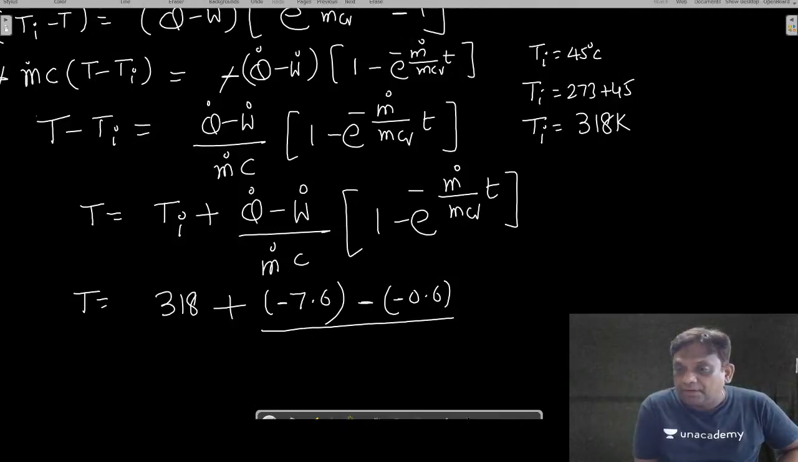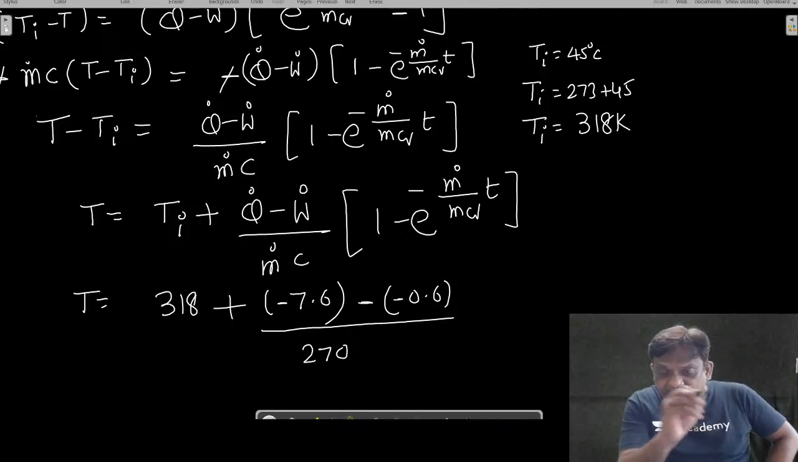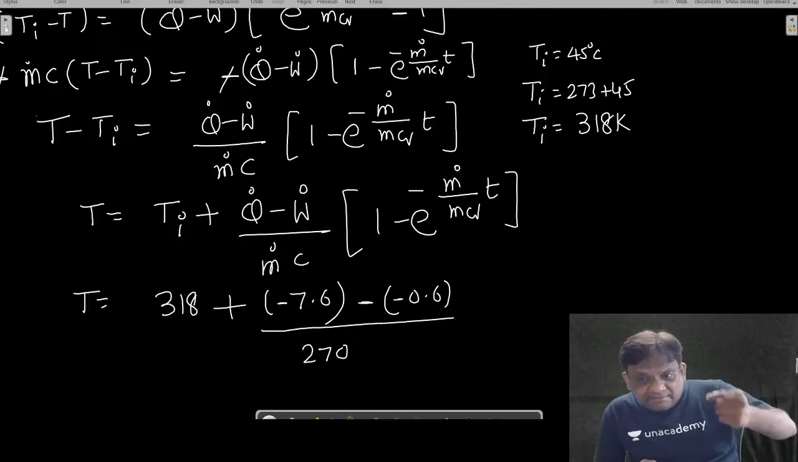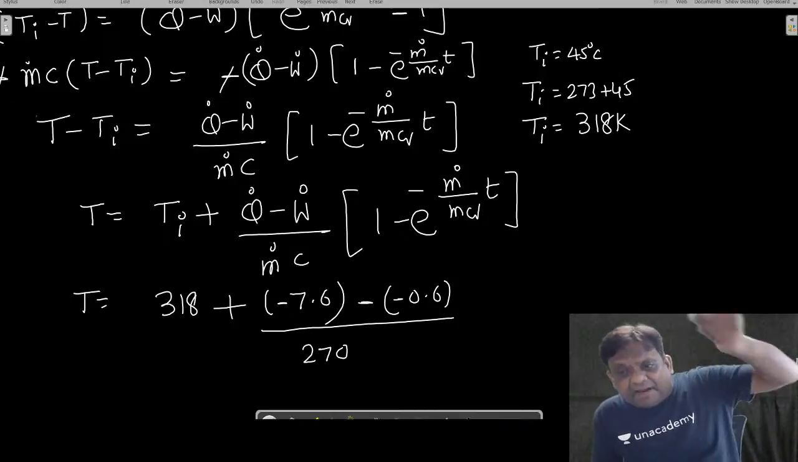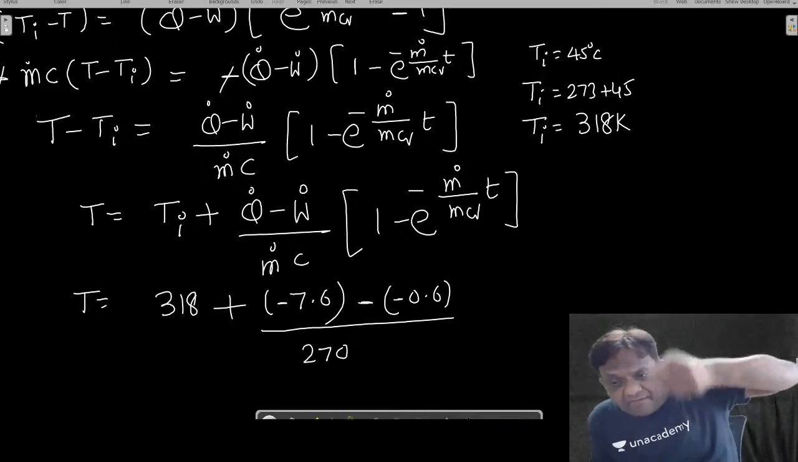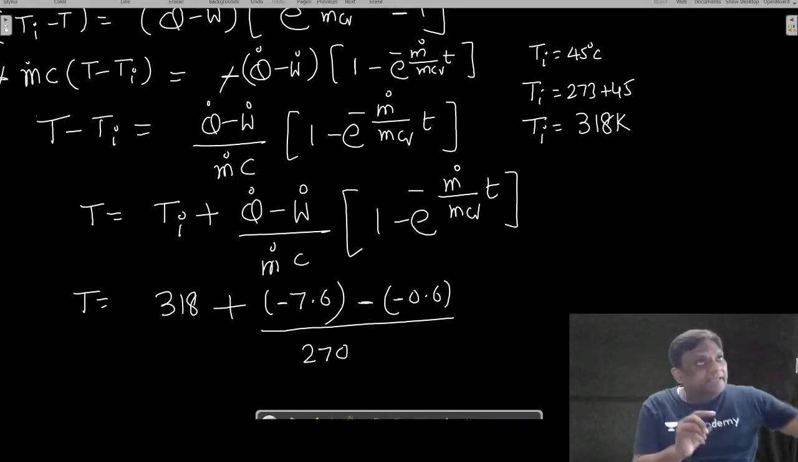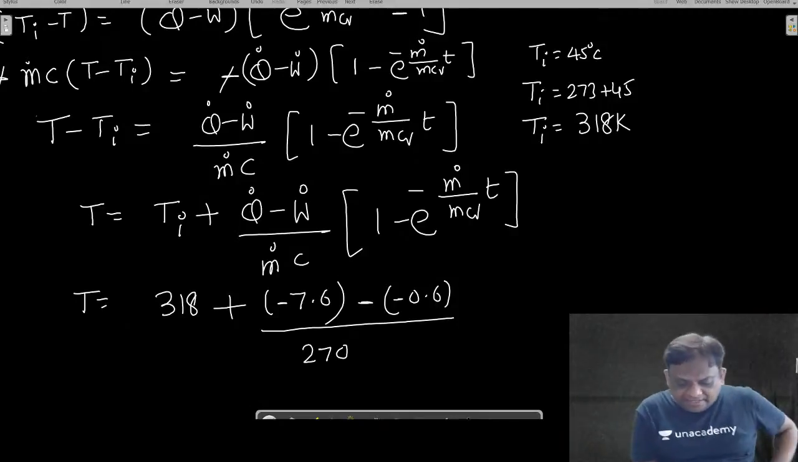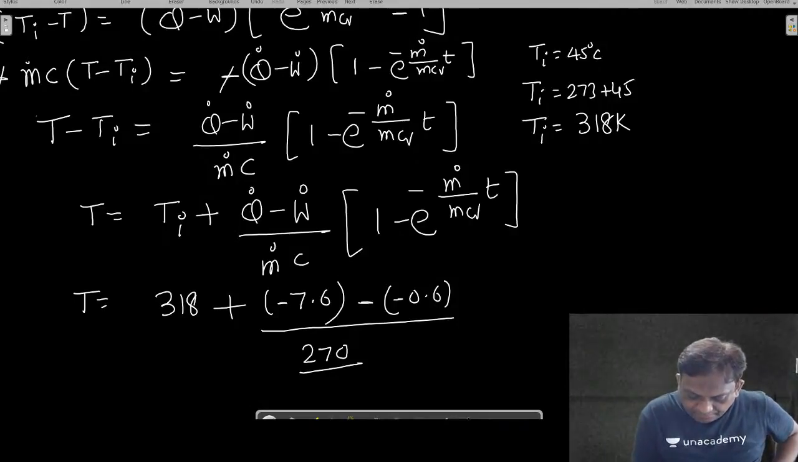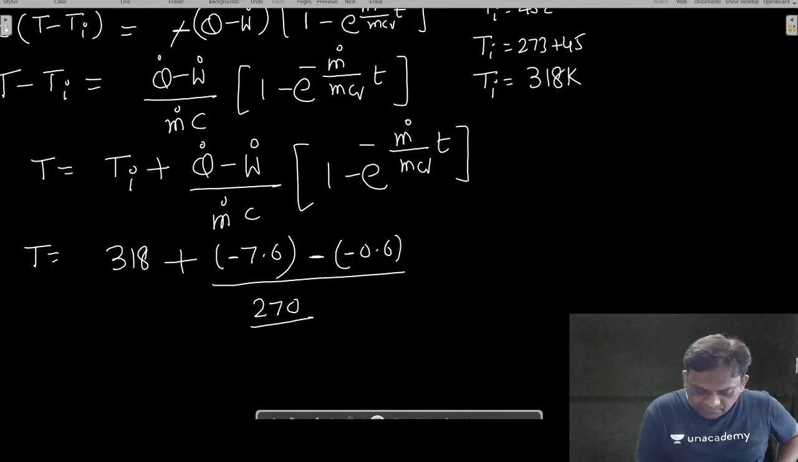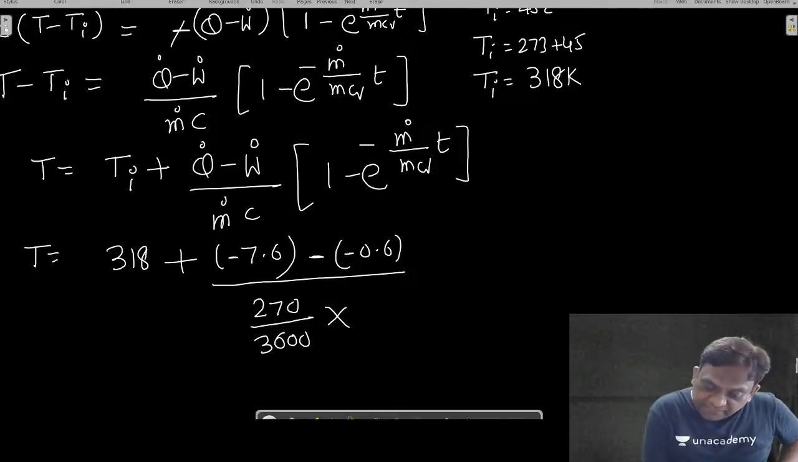by m dot. What is the mass flow rate? Anyone in the class? What is the mass flow rate? Look once, 270 is given. It is entering. It is given in the problem. It is entering at 270 kg per hour. This mass flow rate, inlet and exit, is 270 kg per hour. So hour means 3600, into specific heat of water 4.2.